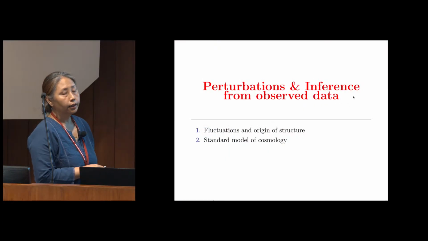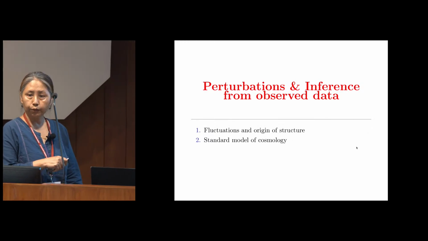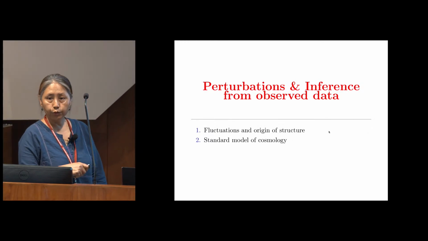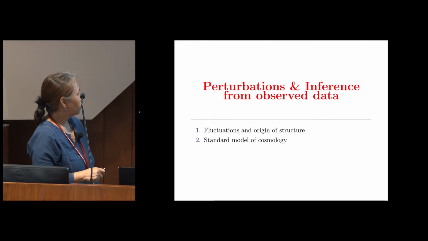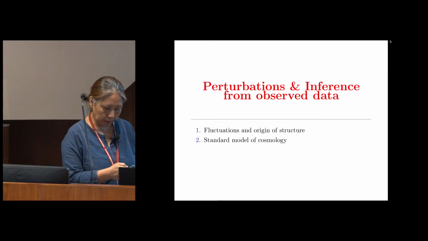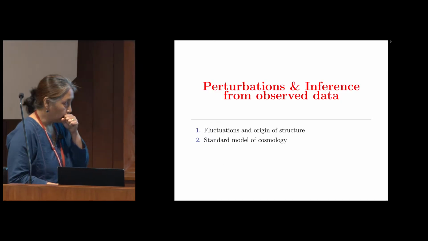So we are going to talk a little bit about the perturbations, which means we want to ask, if I include the spatial fluctuations now, how do we describe them? And after that, I will spend a little bit of time discussing how we infer the values of the cosmological parameters that we have so far introduced from observed data, particularly using CMB. Okay. So these are the two things I am going to cover.